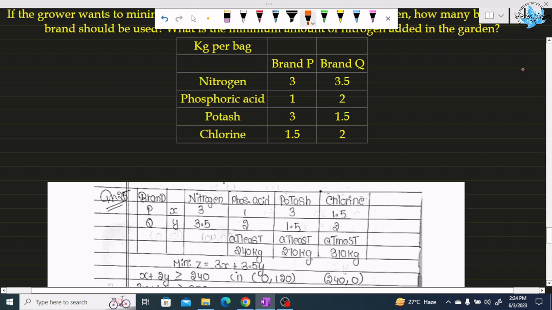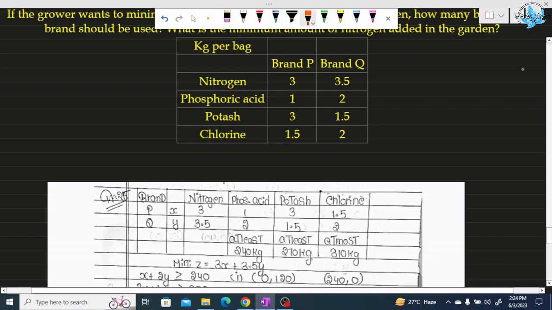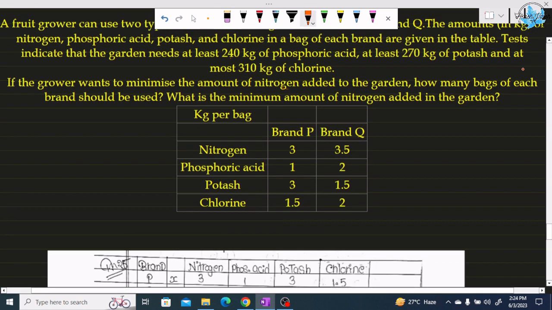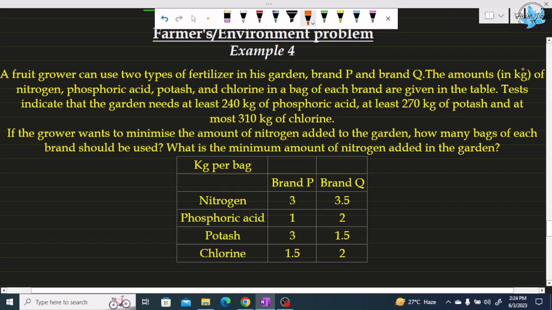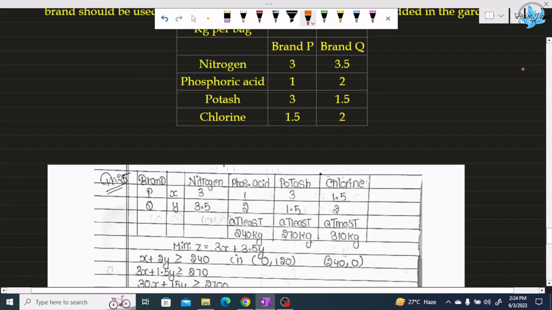Now what is given to me is that the test says there is at least a need of 240 kg of phosphoric acid, 270 kg of potash, and at most 310 kg of chlorine. So you can see from here that it is given: at least 240 kg of phosphoric acid, at least 270 kg of potash, and at most 310 kg of chlorine. So we have filled the table.